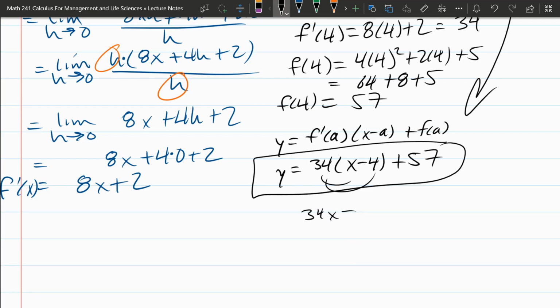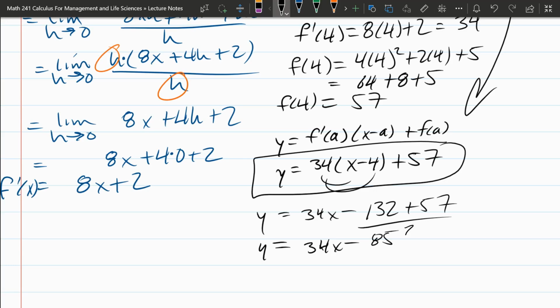Ooh, 34 times 4 is a lot. 136. I think it's 136 plus 57. All right, I'm not great at arithmetic. I believe that's right. It's close enough. And then you just add these two numbers together, and whatever that is, that negative number will be your b. I'm just going to guess it's 80-something, 85-ish, whatever that comes out to.